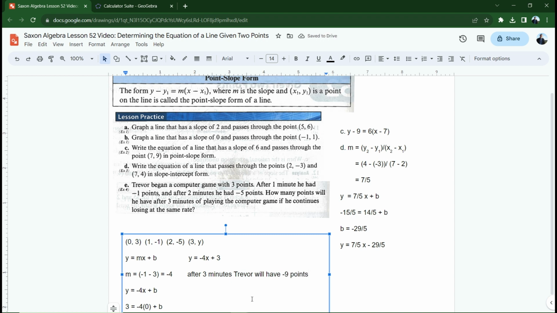And that's just because I could write it this way if I wanted to. If I wanted to write it in function notation, my function f of 3 equals -9. If I plug 3 into this function, I get a value of -9 points. All right, that's how you do these problems.